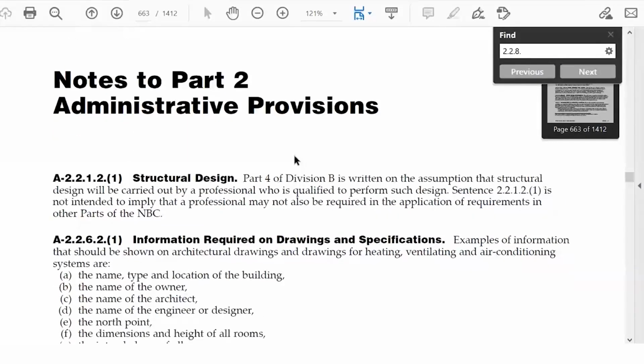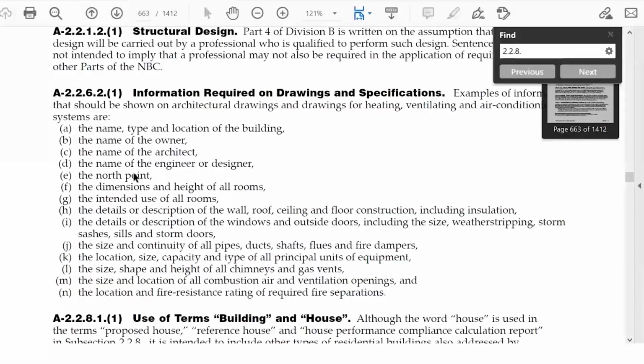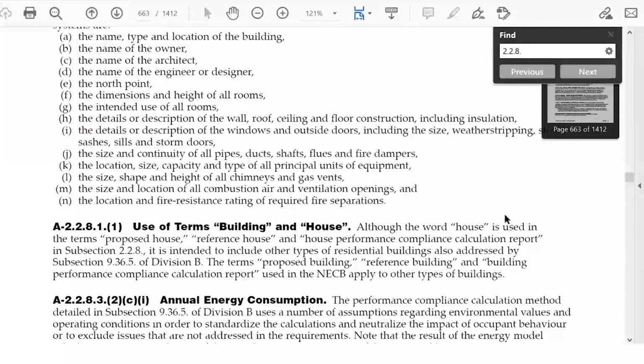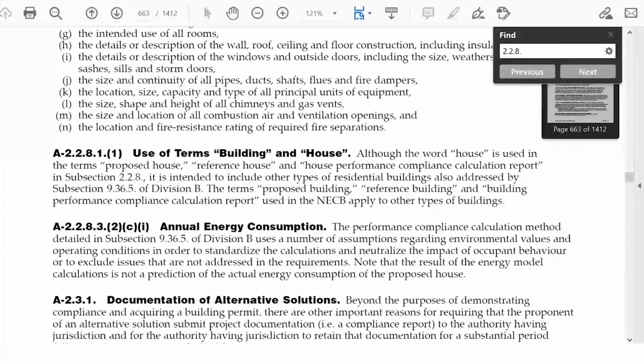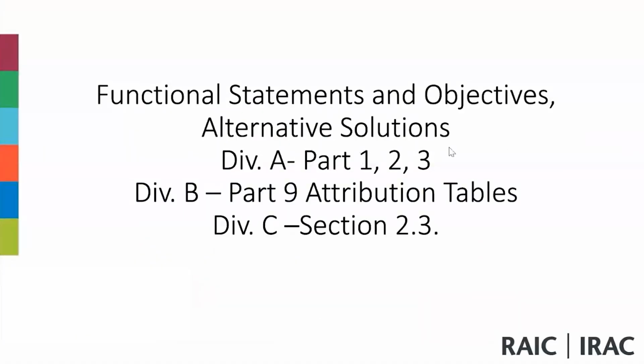The notes of Part 2, again, you have information required on drawings and specifications for structural design. You are familiar with all submission requirements, so I'm not going to go over that. In terms of alternative functional statements and objectives, we've seen some of them this morning. Instead of going through those, I would like to get questions from you on anything we have not addressed earlier on.